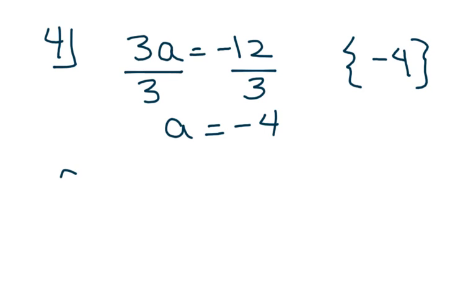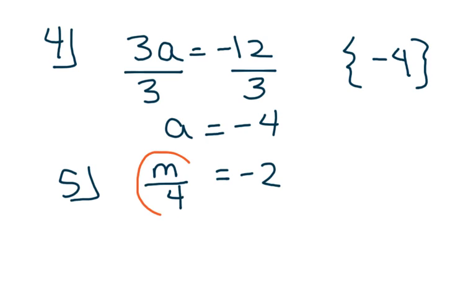Number 5, we have m over 4 equals negative 2. Now in this case, this right here, m over 4, is the same as 1/4 times m.